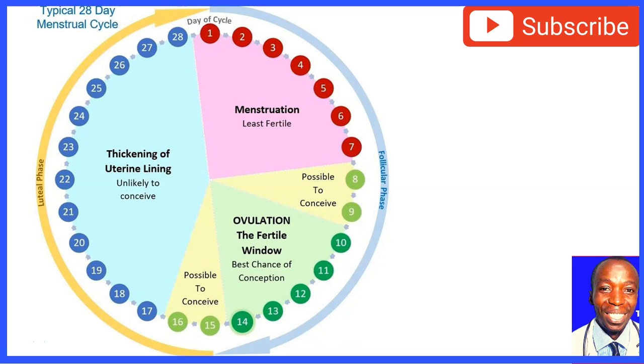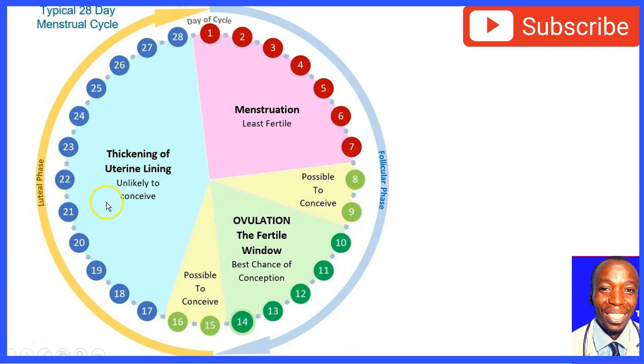But if it happens that you did not get pregnant during this period of ovulation, then much as there's thickening during this phase, it is also known as the luteal phase. The first phase is the follicular, when the eggs are growing, and then the next phase is the luteal phase.